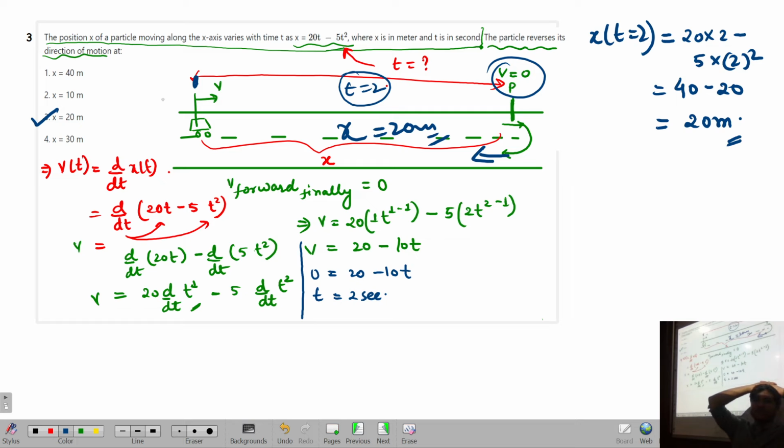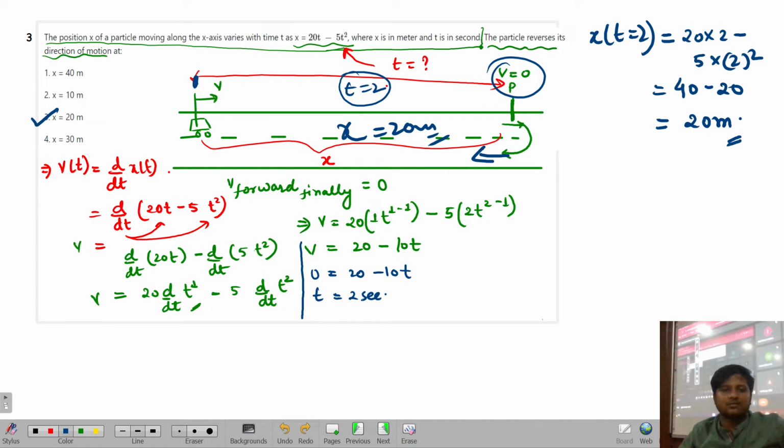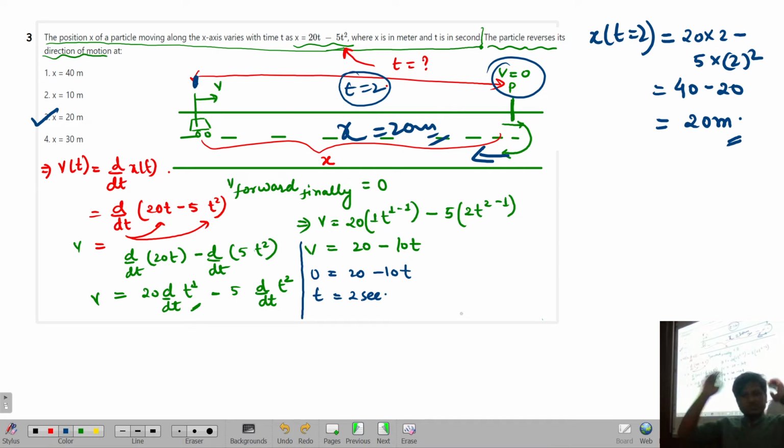Now, can you imagine this kind of thing? What will happen if the reverse is going to happen? Just imagine this in a practical way. Always try to imagine the questions in a practical way. Whenever the particle or whatever object is there, if it wants to reverse its motion, its velocity should become 0. This is the practical case.